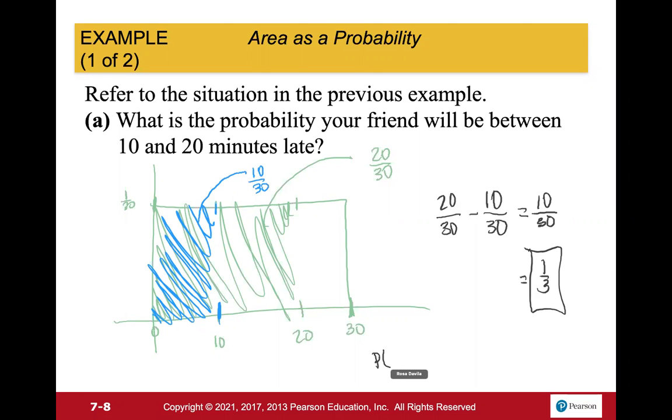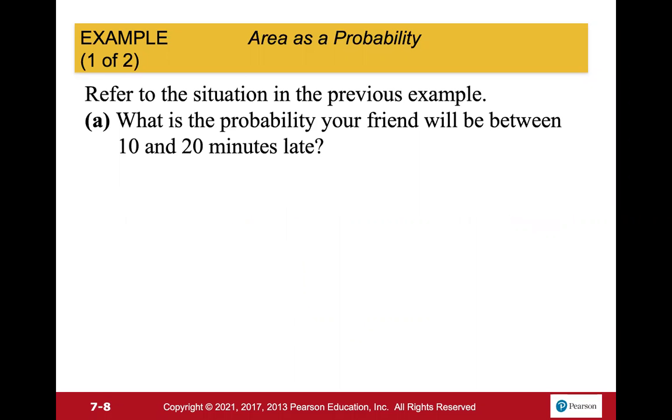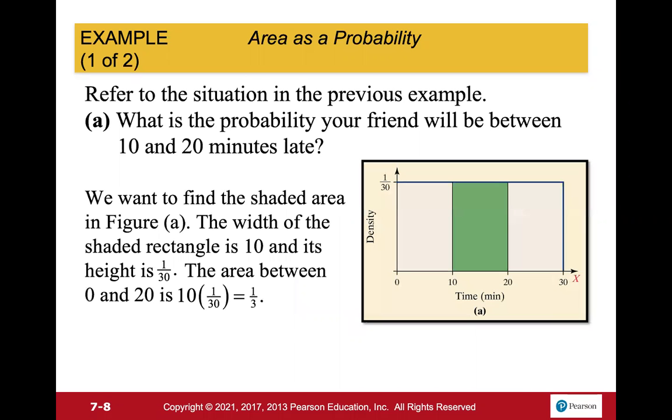So the probability that the friend is 10 to 20 minutes late is going to be 1 over 3, or we could say approximately 0.333, because that number keeps repeating itself. All right, awesome. Let's see if they could explain it in a different way.